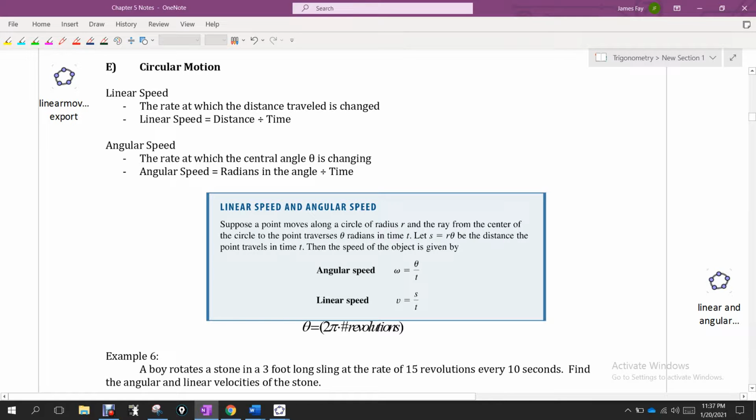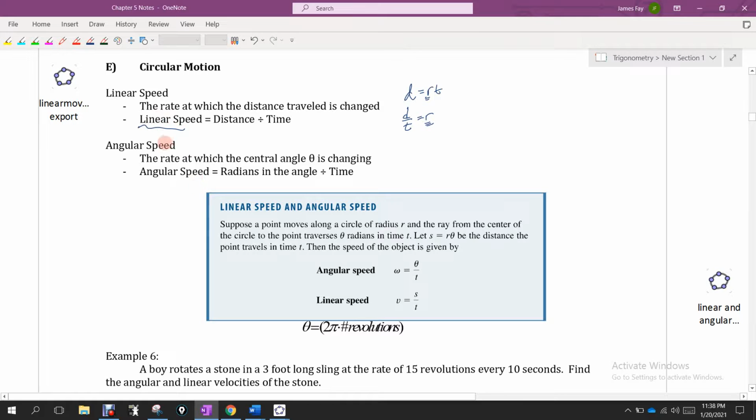Linear speed is equal to distance divided by time. That is what you've known forever. Okay, so distance equals rate times time. If we're looking for the rate, that's distance divided by time, which is equal to your rate, which we refer to as linear speed.